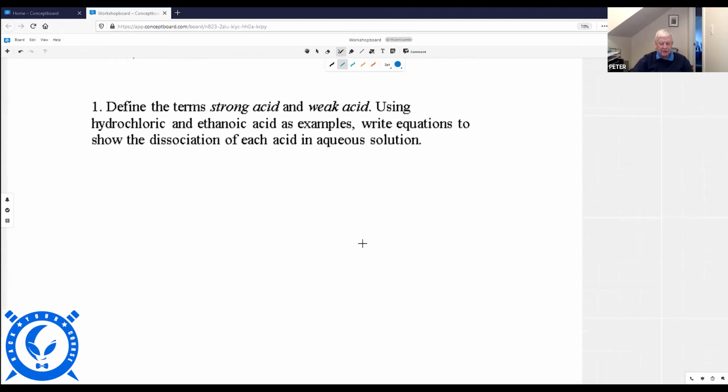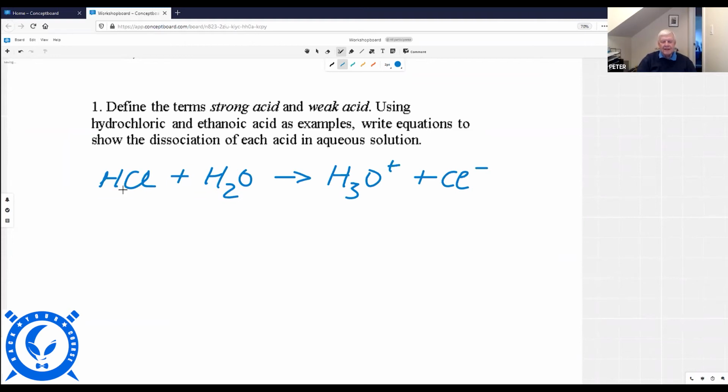Here we now have the short answer questions. Define the term strong and weak acid and illustrate them. Well, basically, the definitions that you see, strong acids completely dissociate, weak acids only partially dissociate. But by that we mean, if I take a situation with HCl, for example, which is a strong acid, that means it will react with water to form the hydronium ion plus Cl minus. It doesn't mean that HCl in aqueous solution falls apart itself to form H plus and Cl minus.